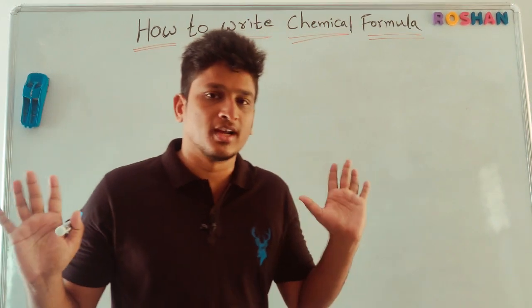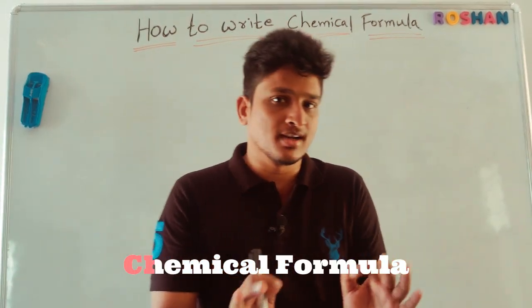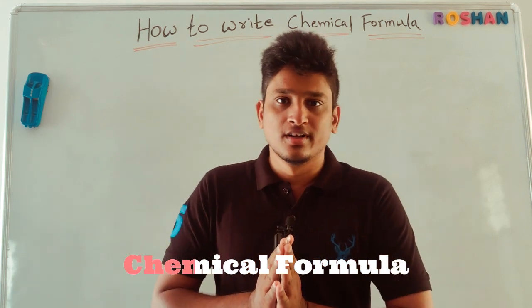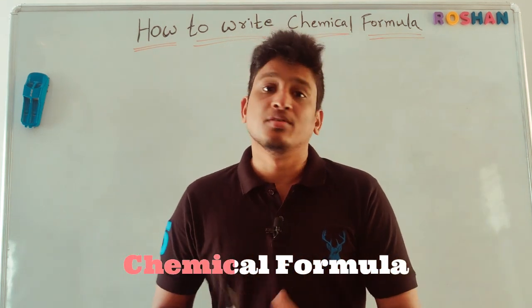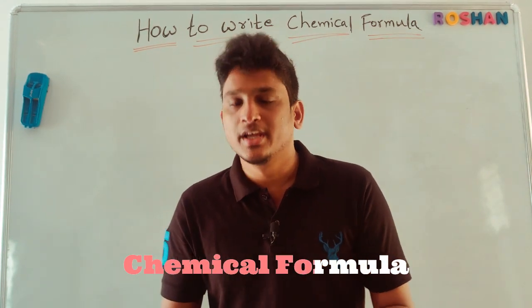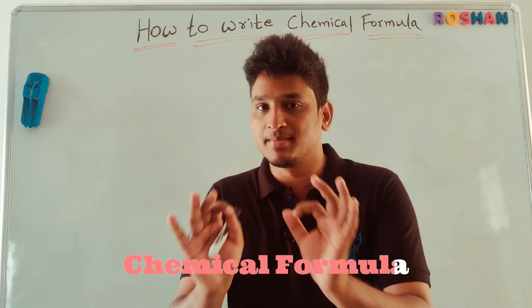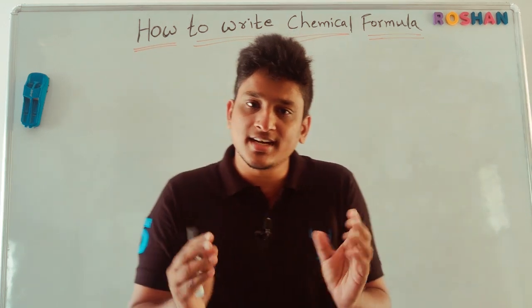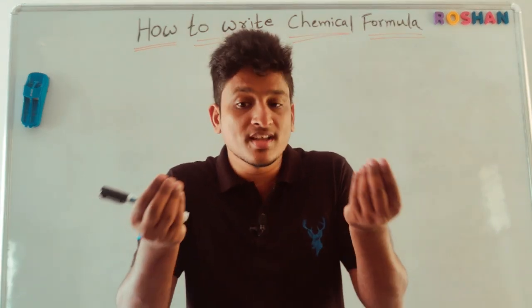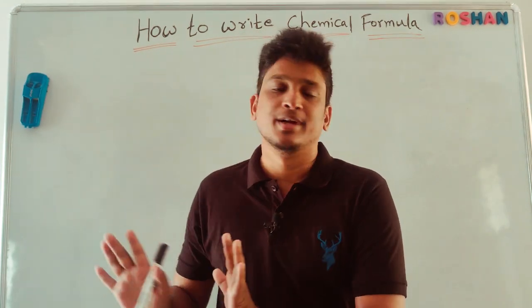How to write a chemical formula? First of all, what is a chemical formula? We discussed it in the last video, sir, no? So let's define it again. The shorthand representation of a molecule or a compound using symbols and subscript numbers is called a chemical formula. Sir, we are representing a molecule. First of all, how does that molecule form? That we are going to discuss in this video.